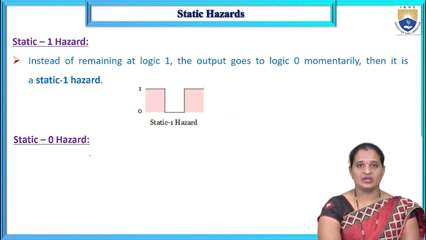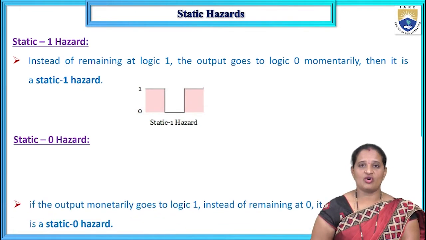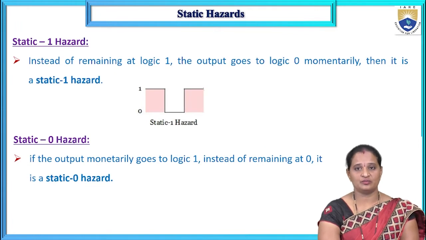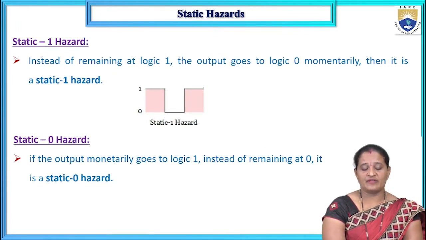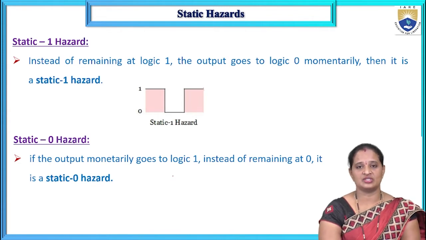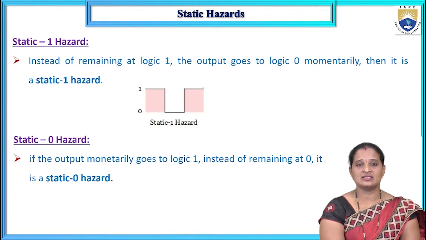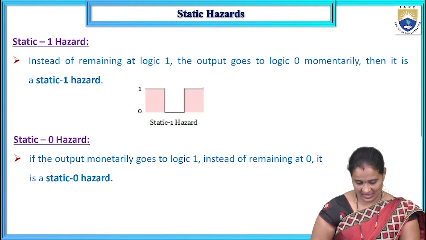Next, static 0. I hope you can define static 0. Instead of remaining at logic 0, if the output momentarily goes to logic 1, then there exists again a hazard, and that type of hazard is called as static 0 hazard. So the output has to remain at logic 0, but due to the change in the input, momentarily it is going to 1 and again it is coming back to 0. Then such type of hazard is known as static 0 hazard.